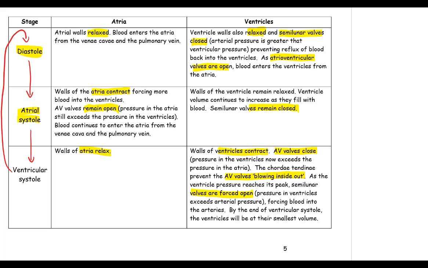So that basically means because they contract, they squeeze really tight to force all the blood upwards and out into the arteries. So that's the process involved in the cardiac cycle. Now, as I say, that can all be represented on a little diagram, which we're going to have a look at now.